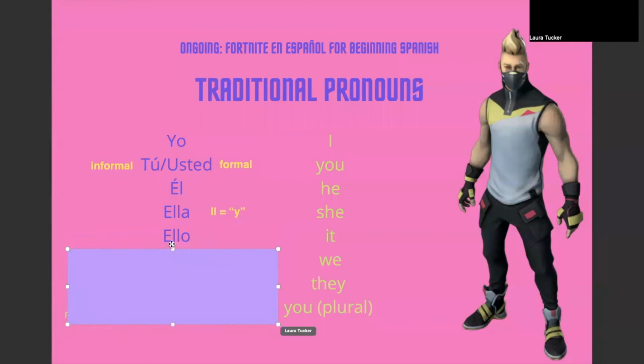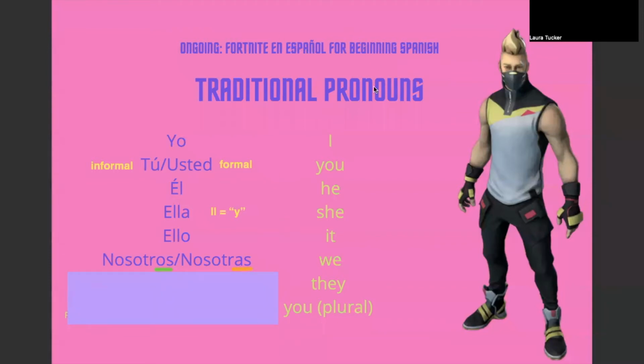Next is we, and this is the longest one, and understandably, it's a little more difficult to remember sometimes. Nosotros. Or it could also be nosotras. So you'll notice we have os on one side, and then we have as on the other side.